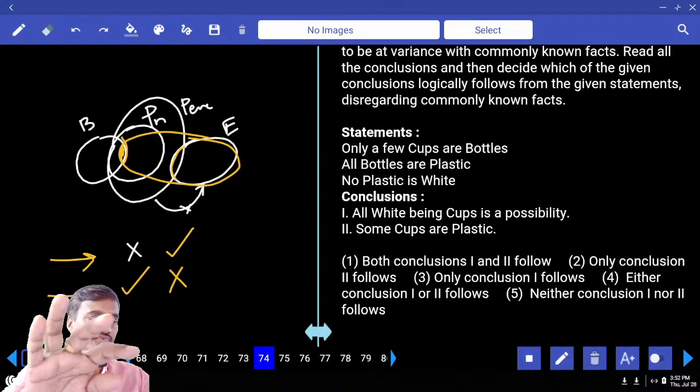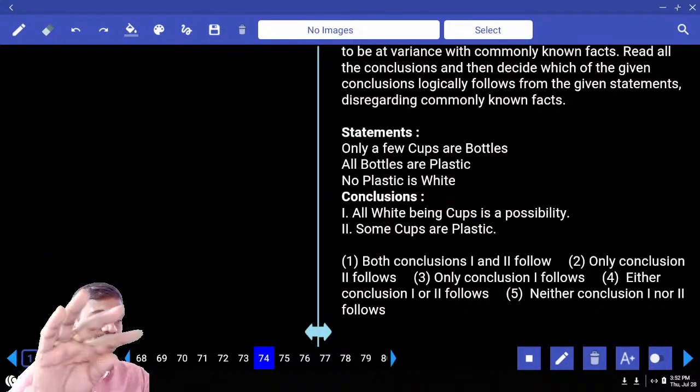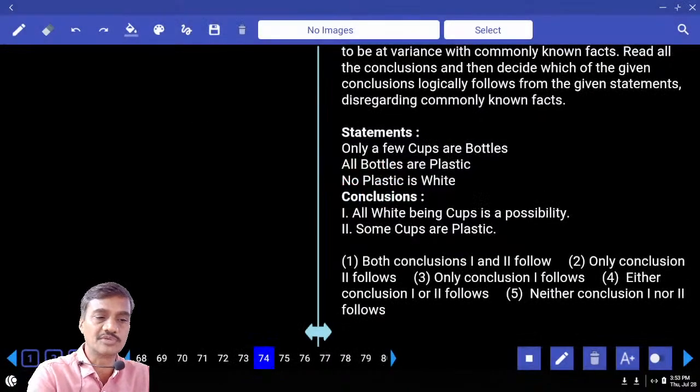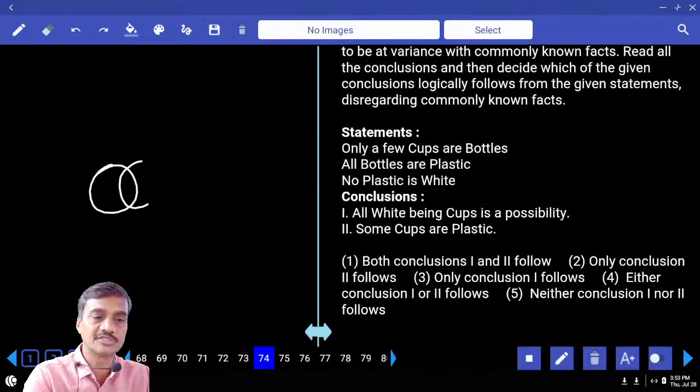Now in this 74, only a few cups are bottles. Only a few cups are bottles means some cups are bottles but not all. Only some of the cups are bottles but not all అన్నాం.